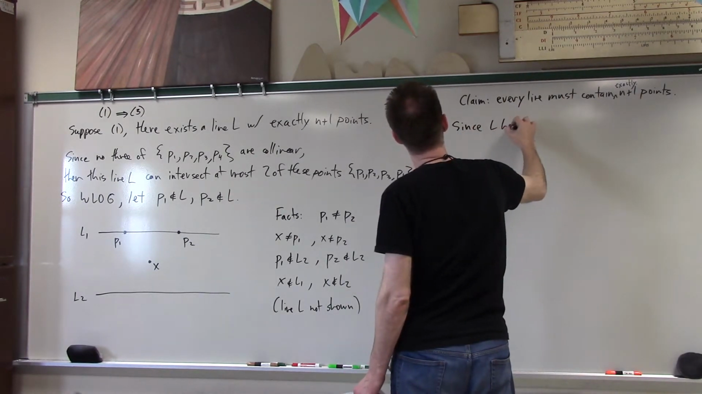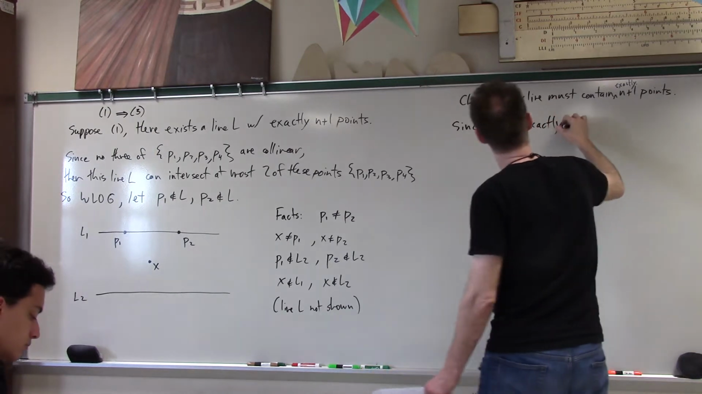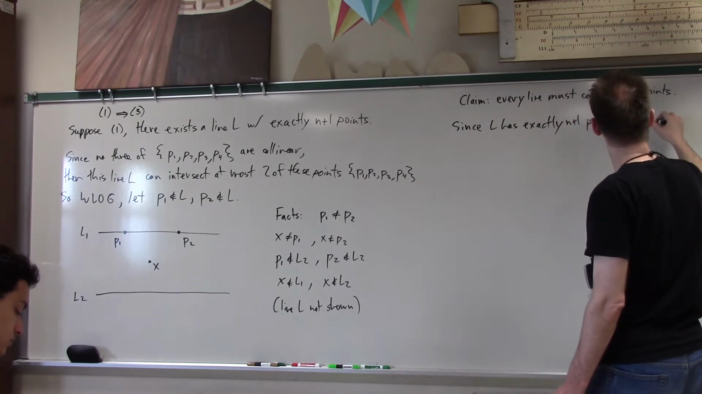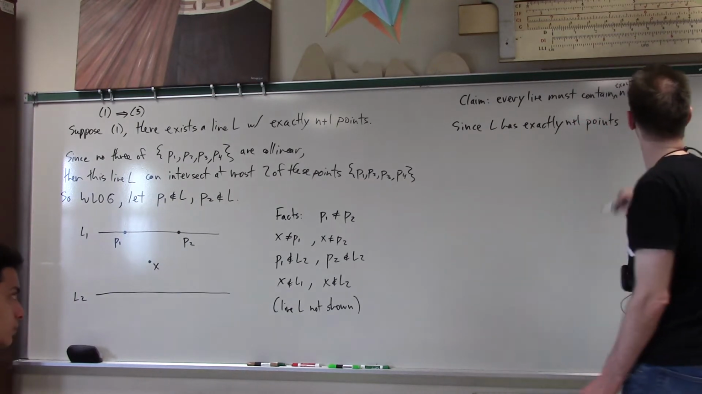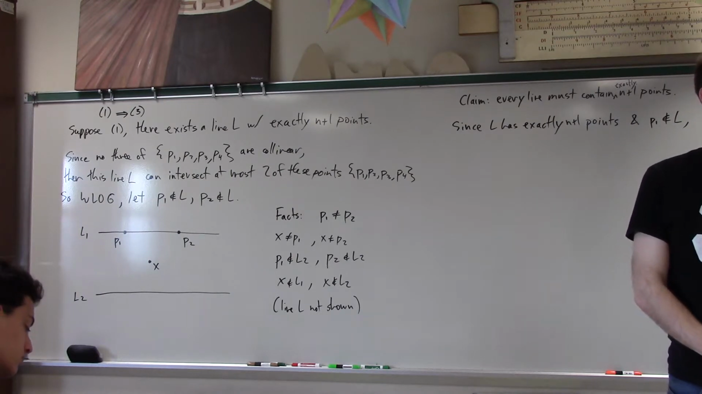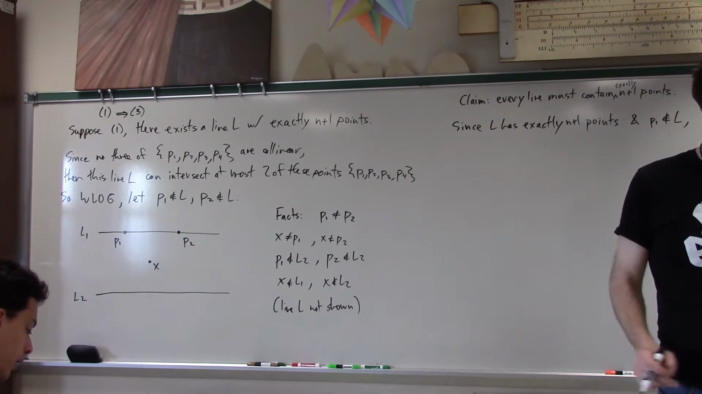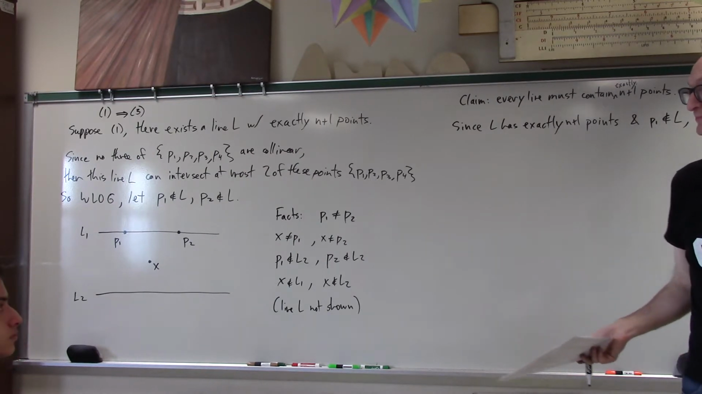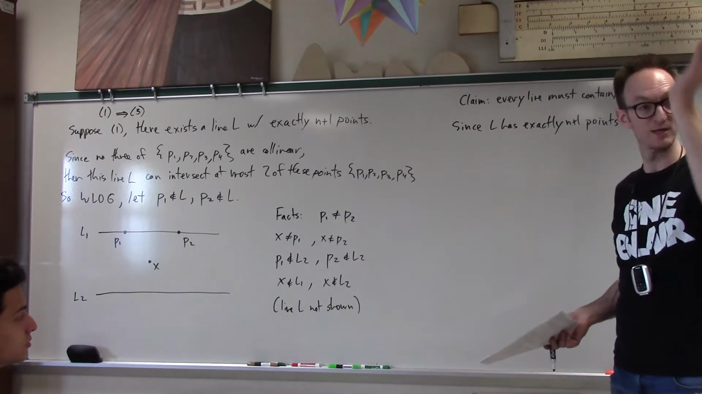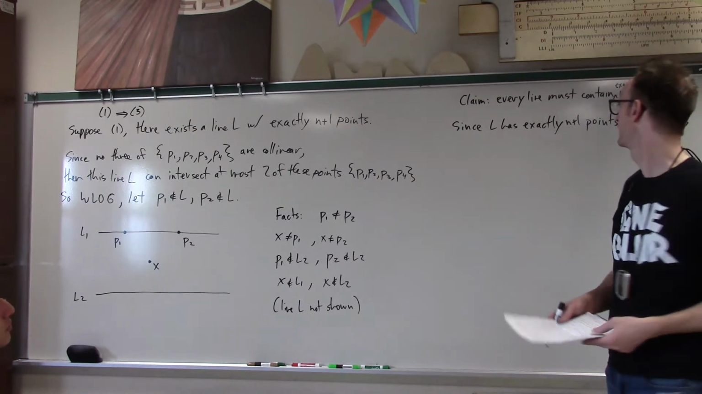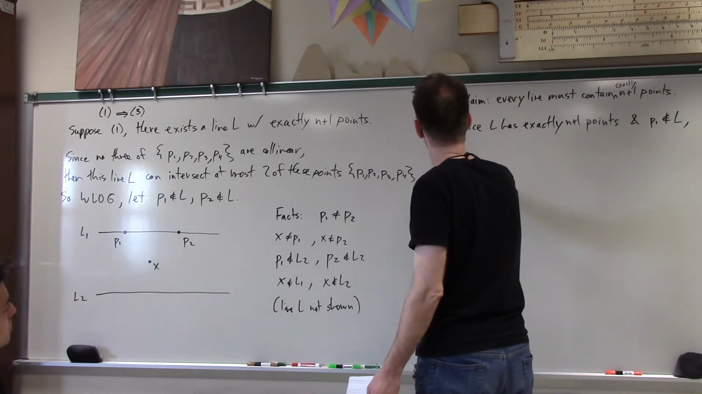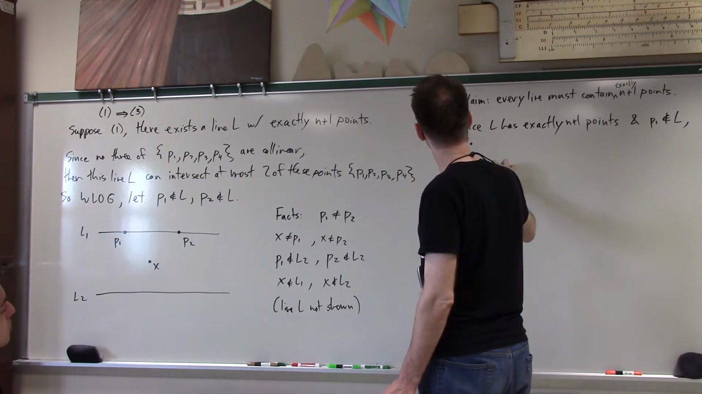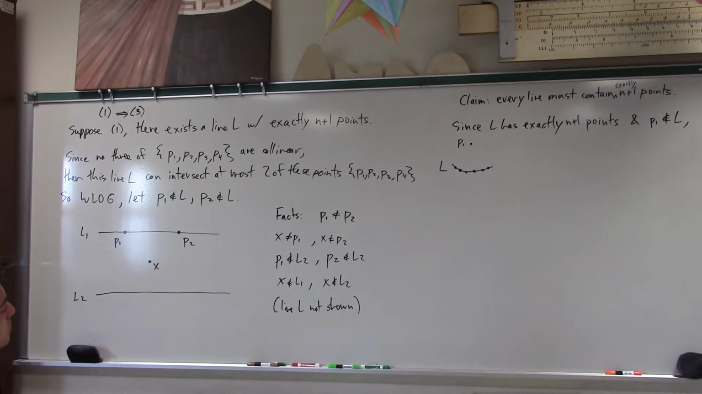Since L has exactly n plus 1 points, and P1 is not on L, what can I claim about P1? Oh, it has n plus 1 lines through it. So now, maybe it is helpful to just redraw this every time, right? I know I have my n plus 1 points on L. That's the original assumption for this part 1, right?